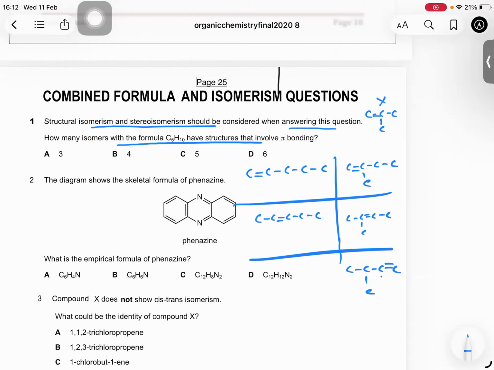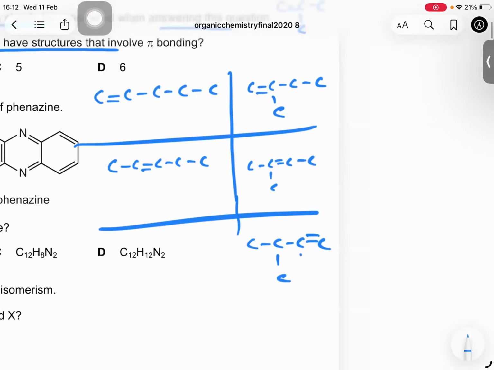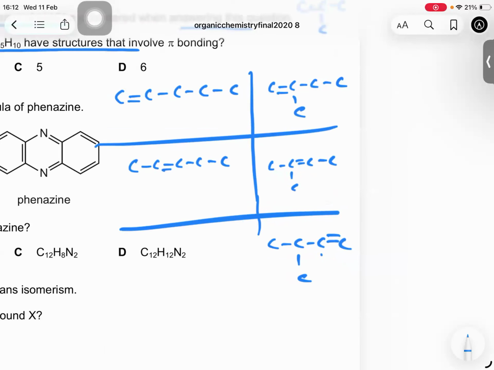No, you have to consider structural and stereo both. Structural तो 1, 2, 3, 4, 5 आ गए हैं. Why don't you consider stereo? Stereo is cis-trans and optical, both. So there's a lot of job to be done.